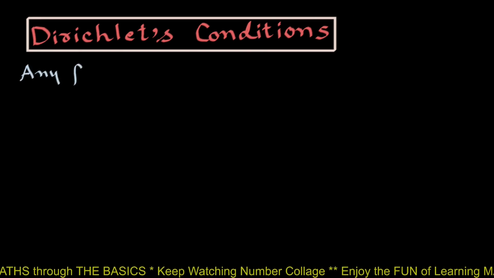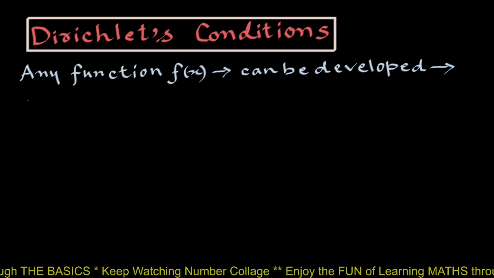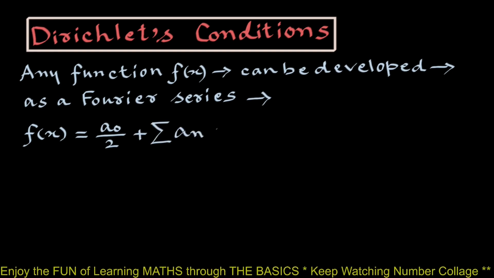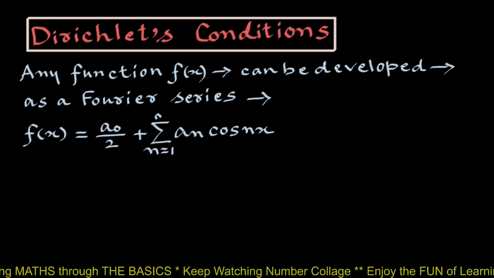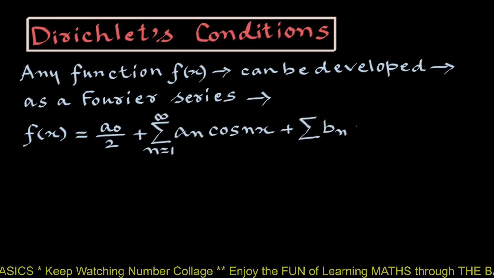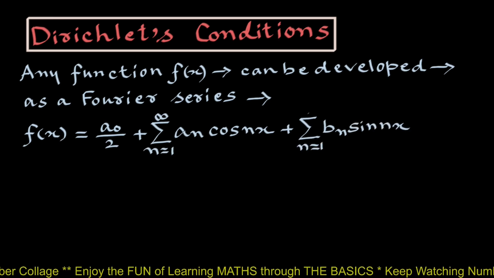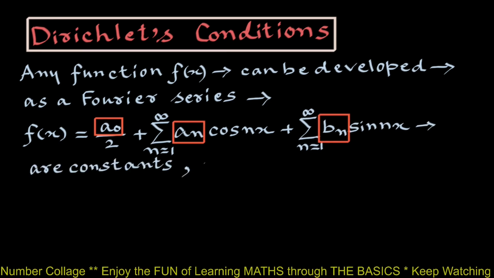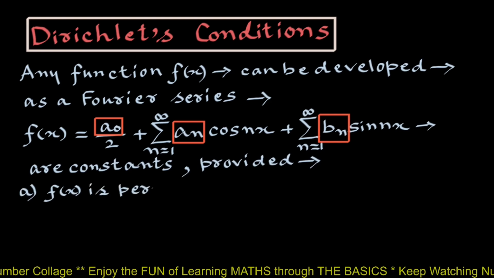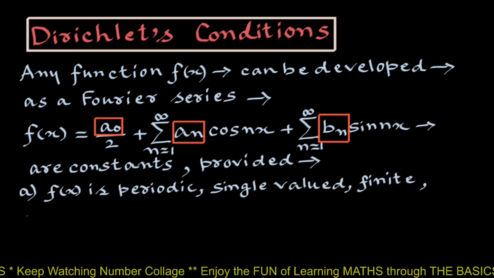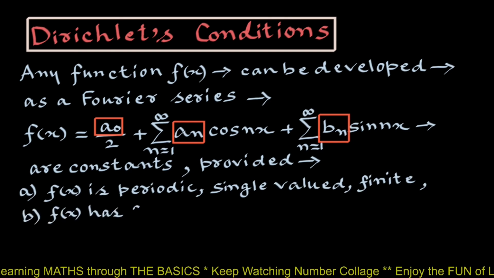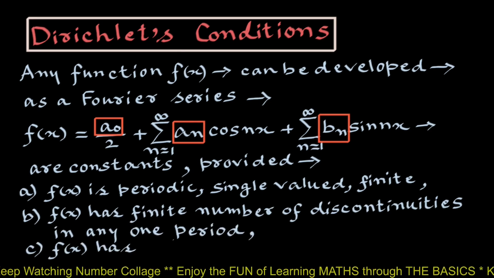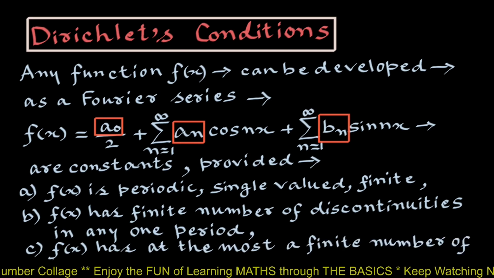Therefore, any function f(x) can be developed as a Fourier series f(x) equals a0/2 plus summation an cos nx, n from 1 to infinity, plus summation bn sin nx, n from 1 to infinity, where a0, an and bn are constants, provided (a) f(x) is periodic, single valued and finite, (b) f(x) has finite number of discontinuities in any one period, and (c) f(x) has at the most a finite number of maxima and minima.